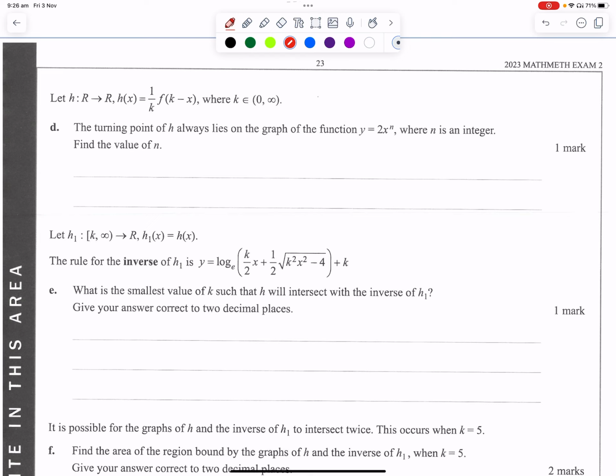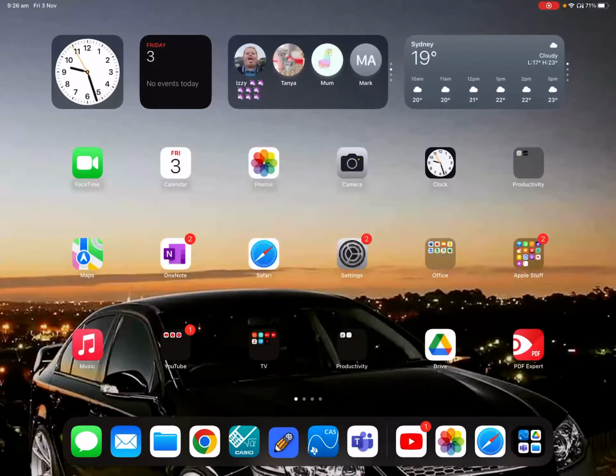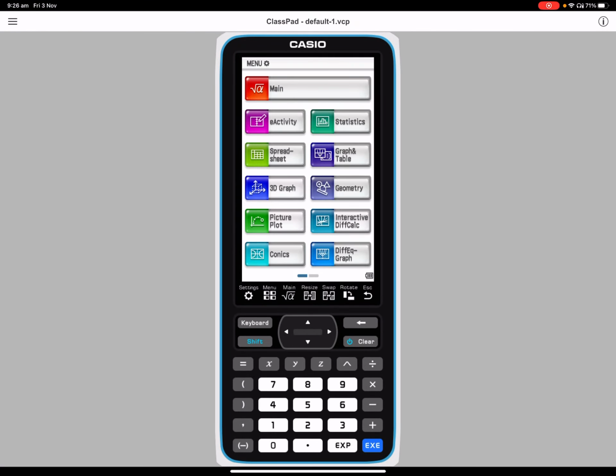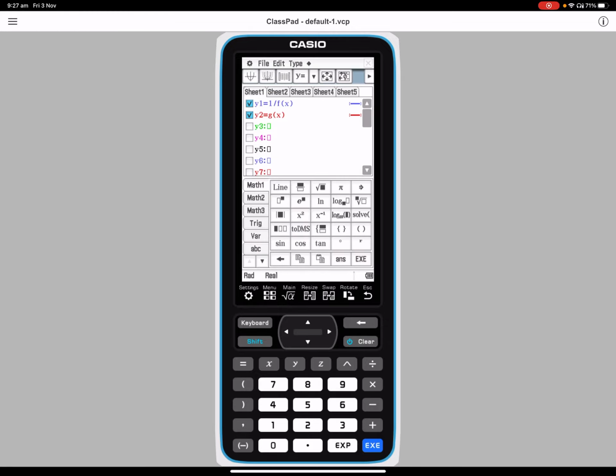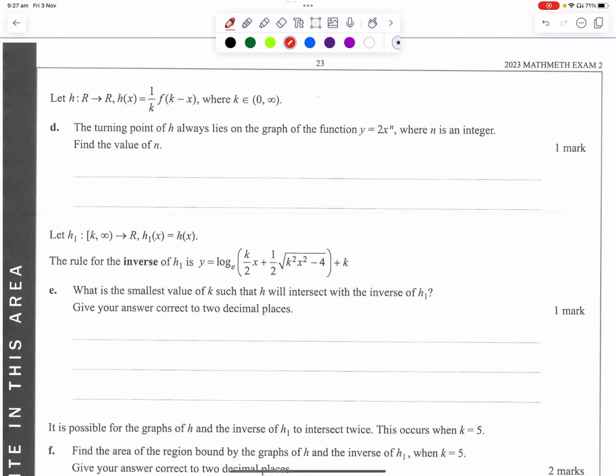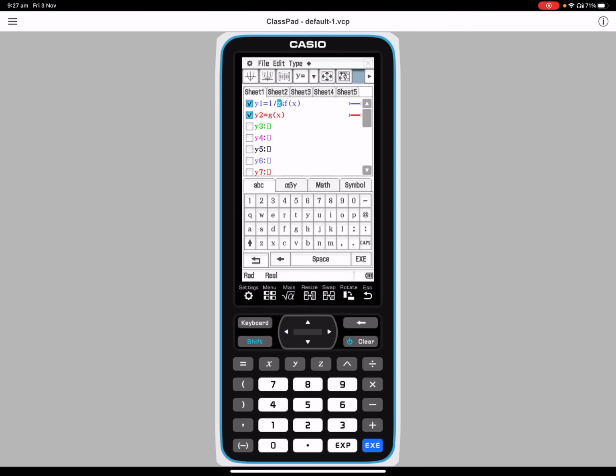The turning point of h always lies on the graph of the function 2x to the n, where n is an integer. Find the value of n. 1 on k, 1 on k, is what it was. 1 on k minus x times k minus x.